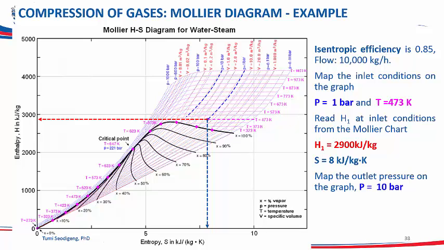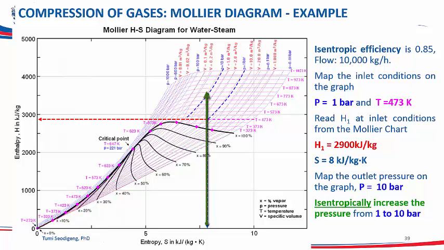Next, we can map the final outlet pressure, which is given as 10 bar, and then we have drawn that isobaric line of 10 bar. Then we can draw the isentropic compression line from our feed point towards our 10 bar isobaric line. Remember, isentropic means increased pressure at constant entropy. Hence, we have the green line moving perpendicular along the constant entropy line.